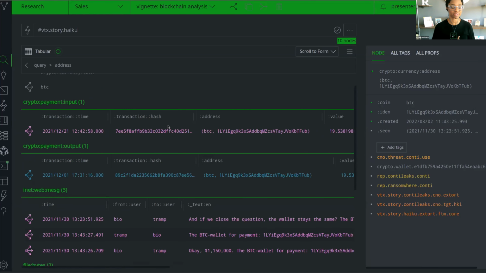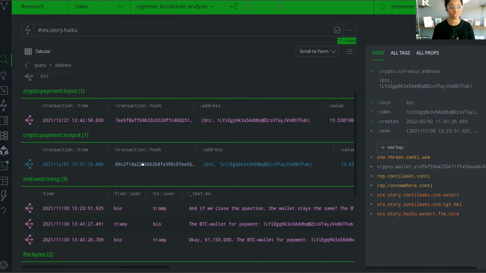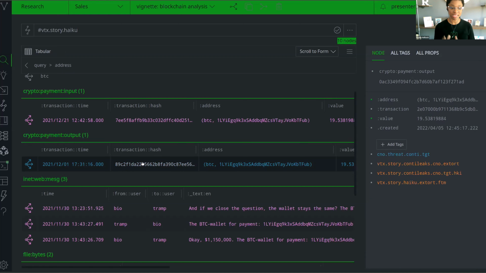So pivoting from this address, what I see is on 12/1, the same date that the message was sent indicating that, hey, we have a payment from HKI, I see that a payment was in fact made to this address. And this payment is the exact one that they requested, because on this date, 19 BTC represented $1.1 million.